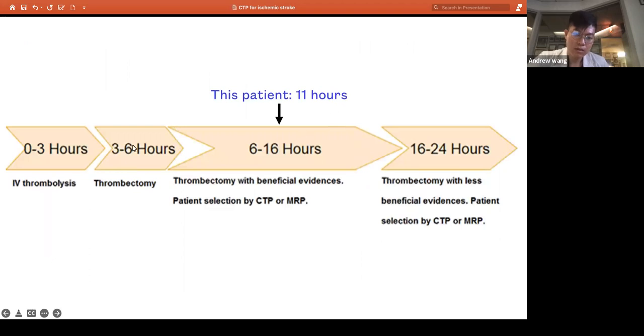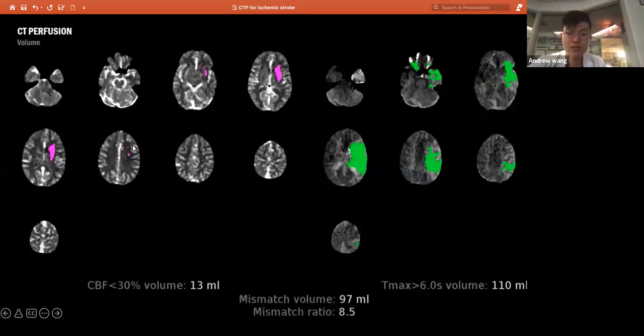Current guidelines suggest that within 6 hours is a criterion for eligibility for thrombectomy, but our patient has a time from symptom onset of 11 hours. So after 6 hours, we need a more reliable tool to select patients who might benefit from more aggressive treatment. This is why we need CT perfusion study to help us select this kind of patient.